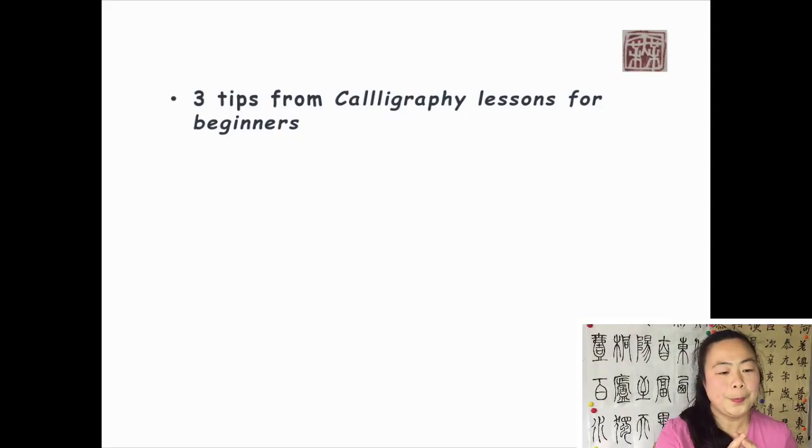Okay, so here is a brief revision of our calligraphy lessons for beginners. I will give you 3 tips. These 3 tips are not only important for beginners, they're important for all levels. Even when we go to the middle level or the advanced level, we will need to follow these tips. These 3 tips are nearly the most important tips in Chinese calligraphy learning, and all the calligraphy masters follow these 3 tips. Okay, the first one is 中锋.